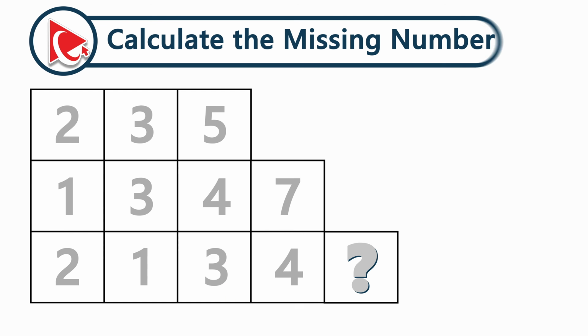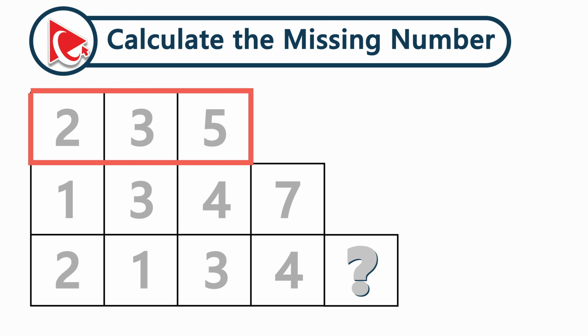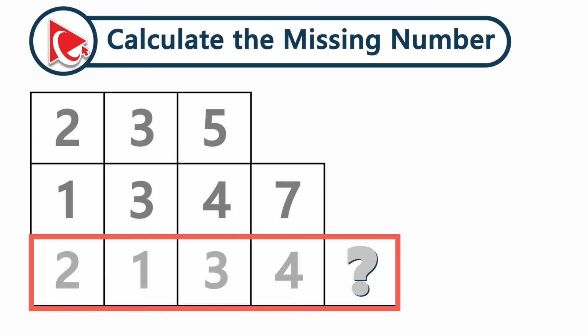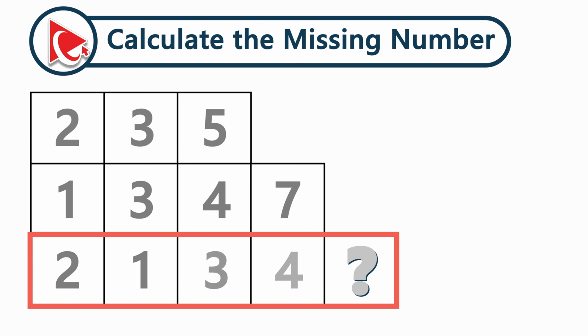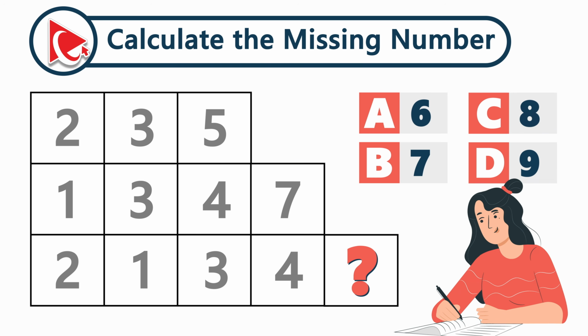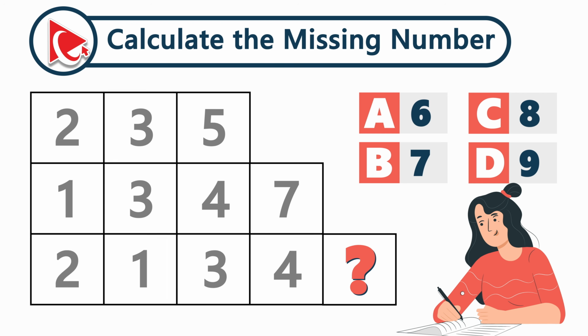You're presented with a cool-looking shape. First row in the shape has numbers 2, 3, and 5. Second row has numbers 1, 3, 4, and 7. And then the third row has numbers 2, 1, 3, 4, and then comes the missing number, which you need to calculate and select your answer out of 4 possible choices. Choice A, 6, choice B, 7, choice C, 8, and choice D, 9. And just like on the real test, I'll set a timer for you to solve this. Make sure you lock in your answer before the timer is up. Let's begin.